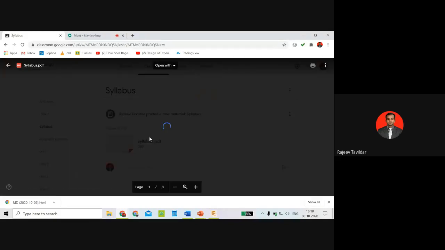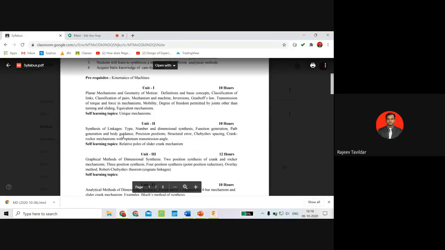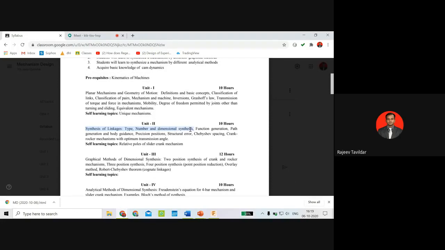Just let me go through the syllabus. See, in unit number 2, what you are getting is the theory part, that is categories of synthesis: type, number, and dimension synthesis. We get another theory part known as function generation, path generation, and body guidance. We get another theory part, that is what is precision point, what is structural error. And when it comes to numerical, we have Chebyshev spacing, and we have one lengthy derivation of crank rocker mechanism with optimum transmission angle. So this constitutes unit number 2. It is not only Chebyshev spacing. All these things will be there.